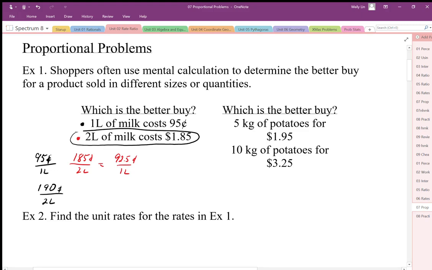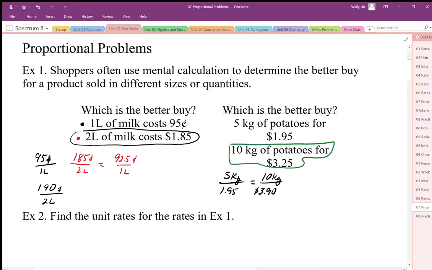So here we have 5 kilograms of potatoes and we have it for $1.95. So I can do this as 5 kilograms for $1.95. And I can do an equivalent rate comparison by doing it to 10 kilograms. So comparing it to 10 kilograms, this is going to be times 2, so times 2 here is going to be $3.90. So when I do this kind of comparison, I can see that the 10 kilograms is going to be the better buy.